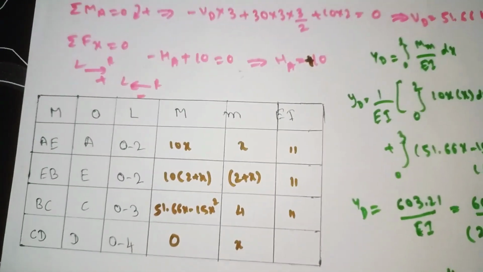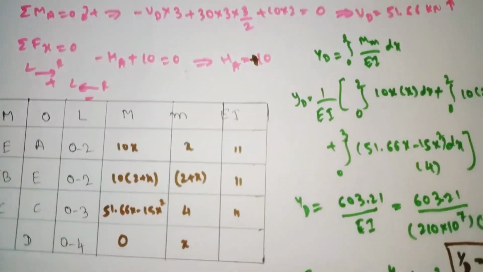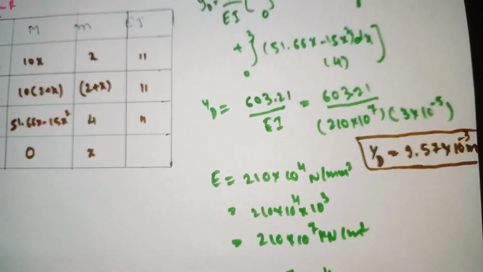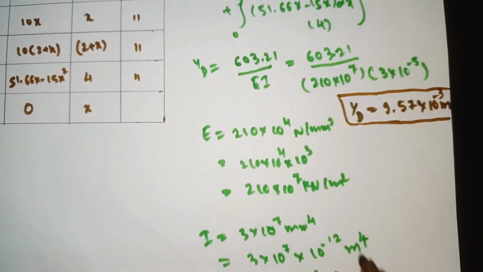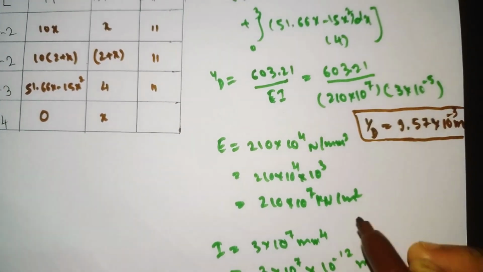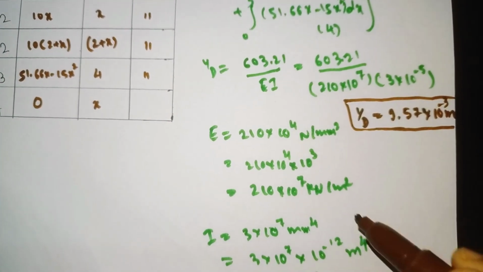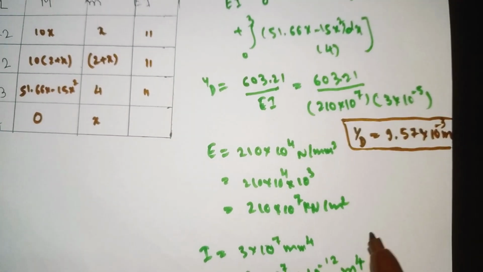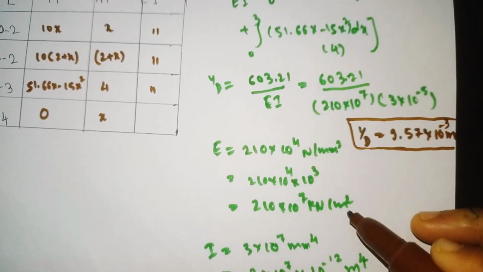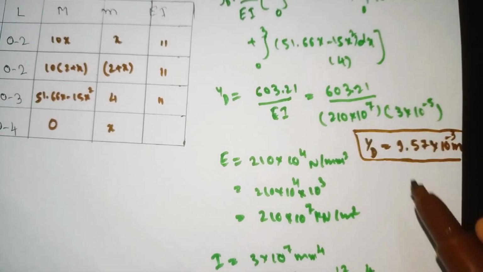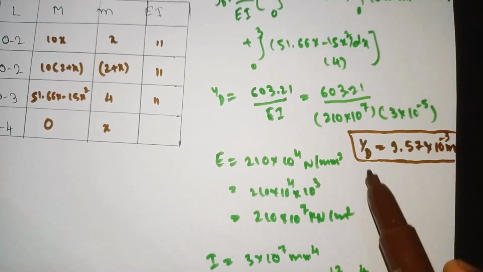So this is the procedure of finding the deflection by the unit load method. In the unit load method, while finding the deflection, we need to put all the values in meter only. This is the important one, you need to remember this. Whether it is mm square or mm4, we need to convert it into meter. We need to put all the values in meter only while finding the deflection.